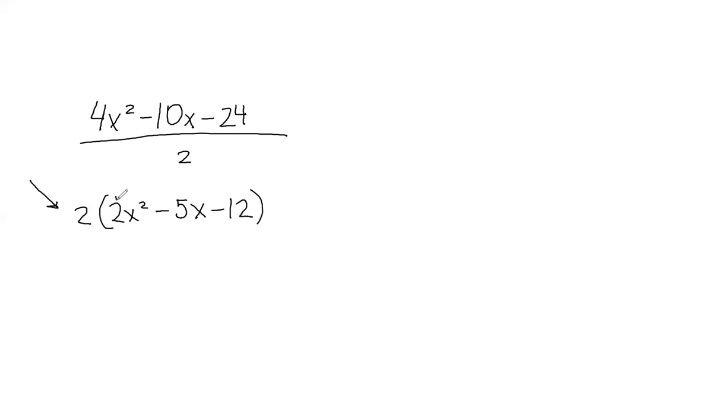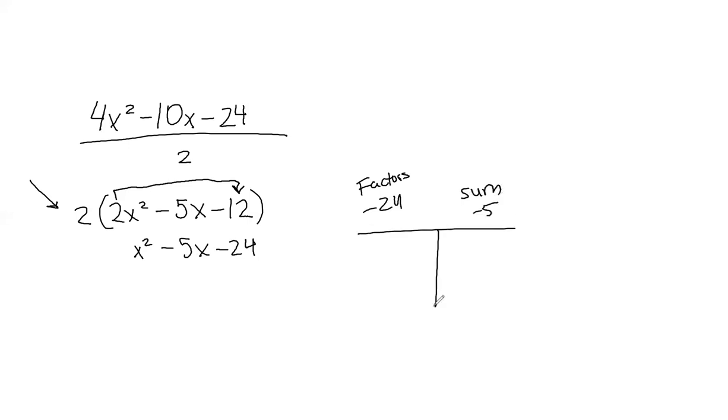So first I slide the first number to the last number and multiply them together. -12 times 2 is -24. And then I look for the factors of -24 that add up to our middle number, which is a -5. And again, I can use trial and error here. I can try a couple different ones.